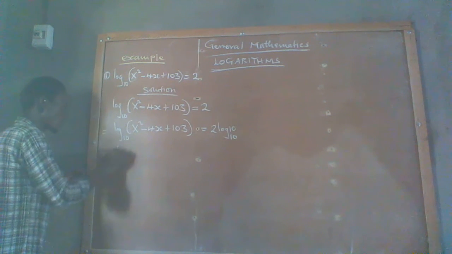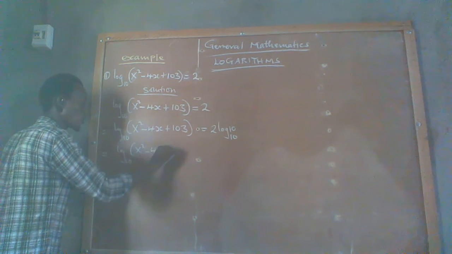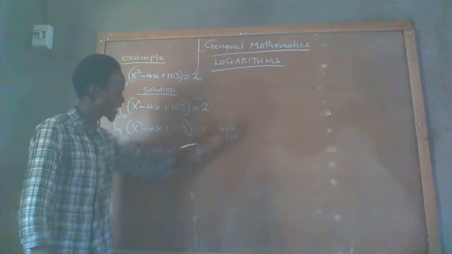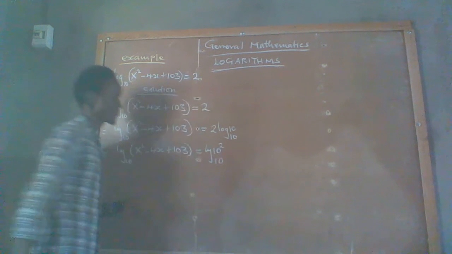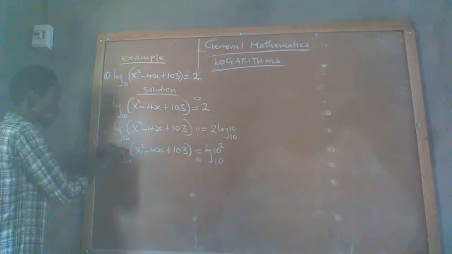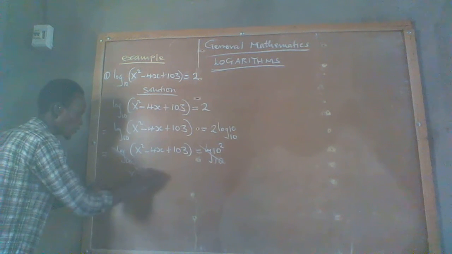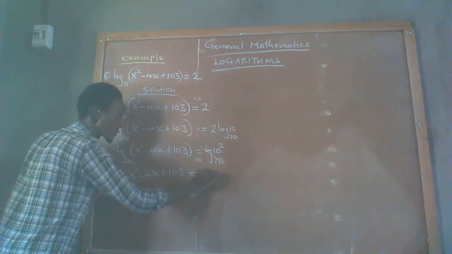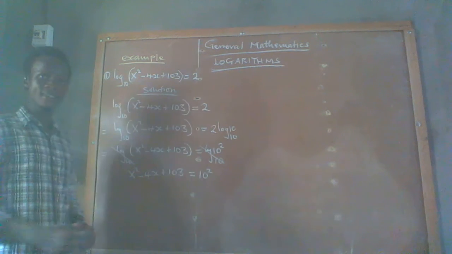This is now equal to log base 10 of x square minus 4x plus 103, all equal to, this 2 now becomes the power of 10. That is to say log 10 base 10. This will now become a power of this 10, that is 10 raised to the power. We see now the bases are the same. So we cancel, right? It remains x square minus 4x plus 103 equal to 10 raised to the power 2 on the right hand side after eliminating the log. It means 10 raised to the power 2. Guys, ask question, okay?